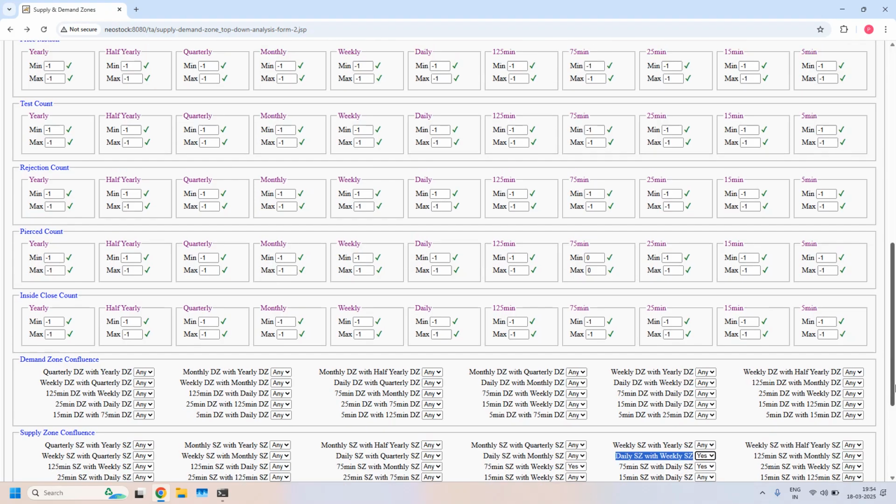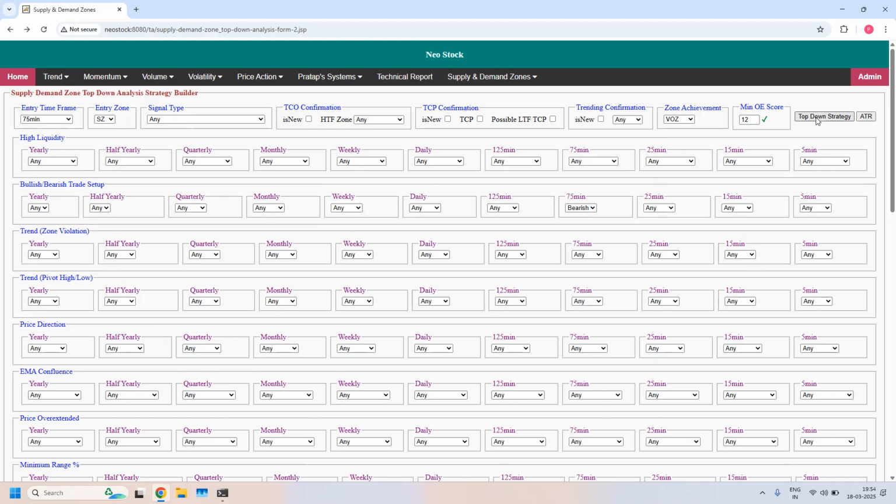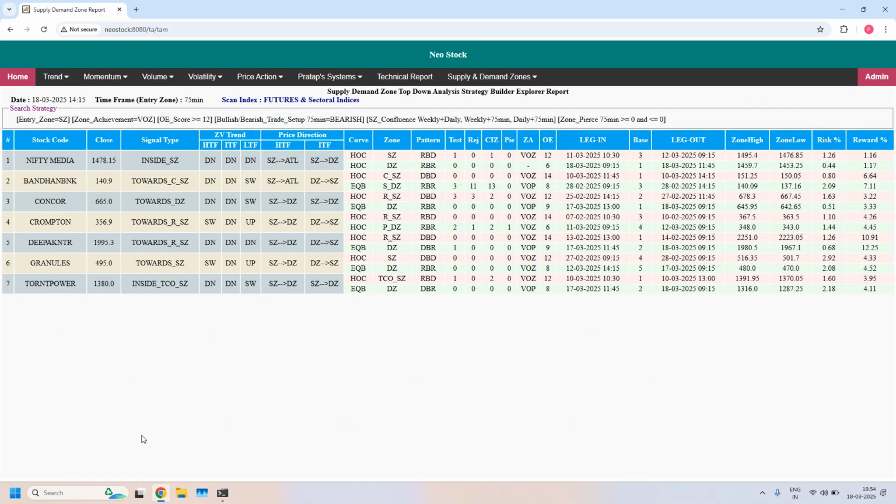With all the 3 filters, LTF, ITF, HTF supply zone confluence, we got 7 stocks. In these 7 stocks, these 75-minute supply zones are overlapped with daily supply zone. Again, both together are overlapped with weekly supply zone. And weekly trend is down in all the stocks except 2 stocks, 4th one and 6th one. So for the remaining stocks, if weekly supply zone is having weekly EMA confluence, then the 75-minute supply zones might be having even more high probability to get success. Let's verify.